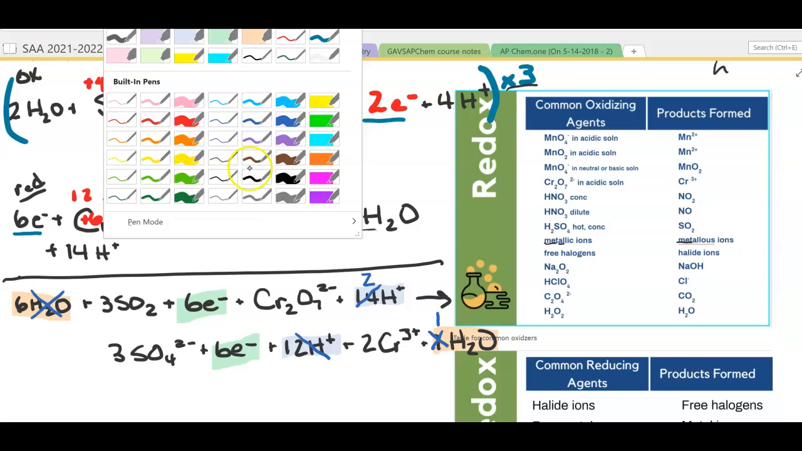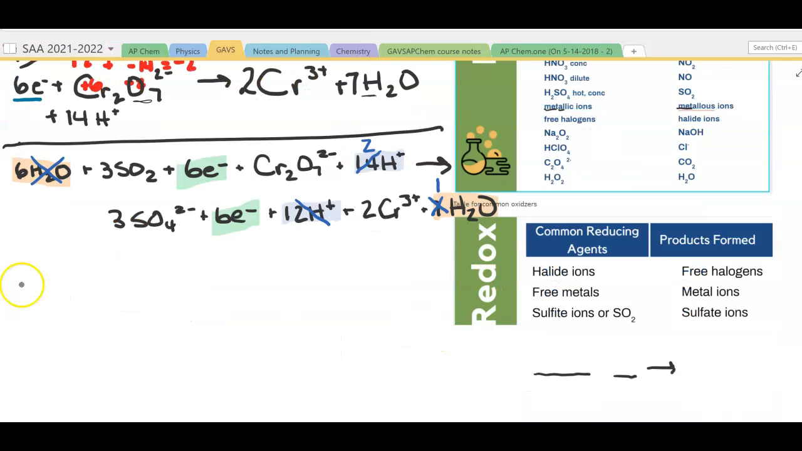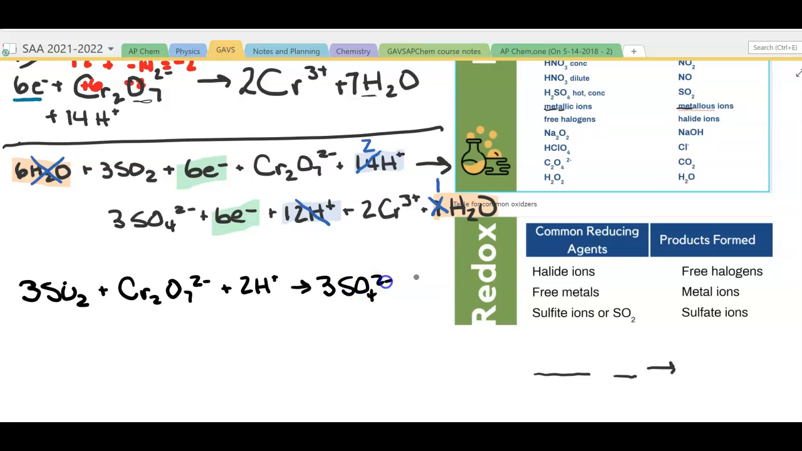So I can show my total reaction as all 6 waters are gone, 3 sulfur dioxides, 1 dichromate ion, and 2 hydrogen ions go to form 3 sulfate ions. The 6 electrons are gone, and all 12 hydrogens, 2 chromium 3s, and 1 water. And that's another way that I like to think about how to add my hydrogens and oxygens when balancing in acidic condition.